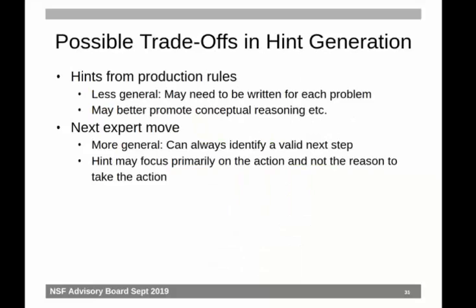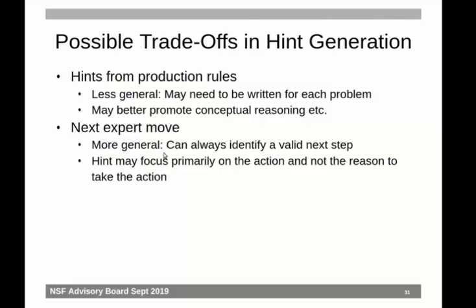So there could be a trade-off in these 2 approaches. The production rules, I think, are in danger of being less general in that they assume a certain problem type. And so the production rules may support problems for solution, but the hints wouldn't make sense. Even though the production rule system knows how to solve the problem, it doesn't know how to hint if we write hints in this way. But those hints might be able to better promote conceptual reasoning because they know more about the problem.